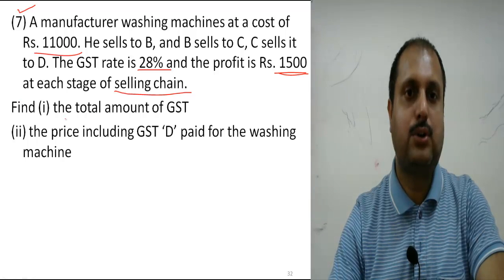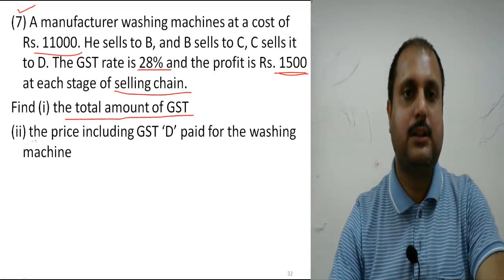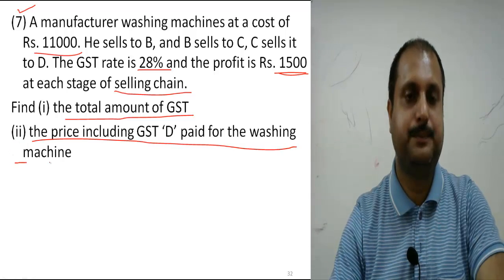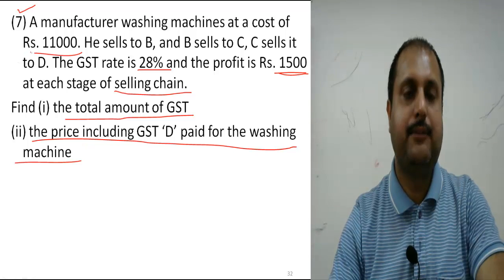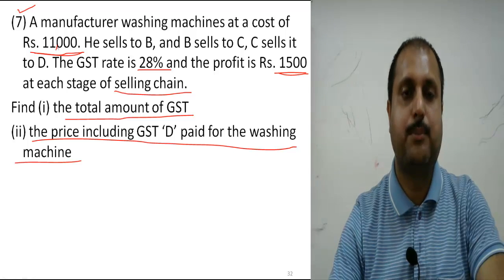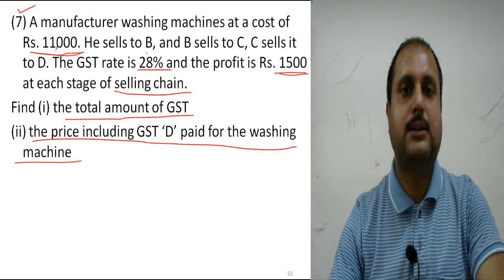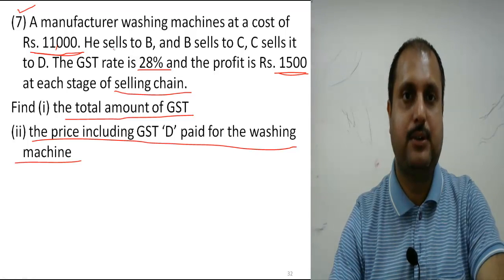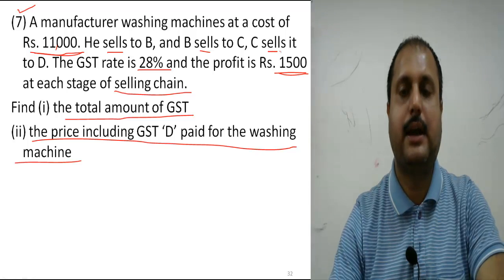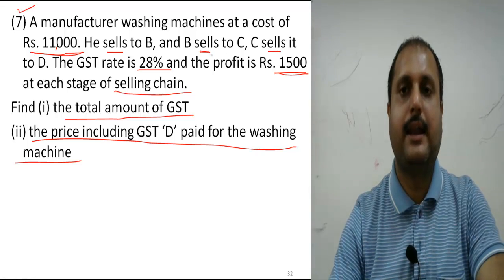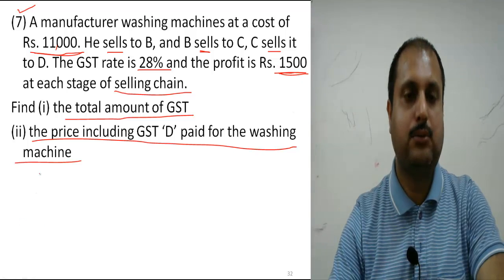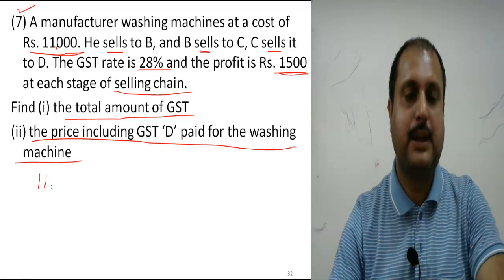Now you have to find out the total amount of the GST and the price including the GST paid for the washing machine. So the total amount is 11,000, the price of the washing machine, and the sale has happened 3 times. So 1 time, 2 times, 3 times. The sale has happened three times and everybody has made a profit of 1,500. So what will be the total amount? The total amount is 11,000.